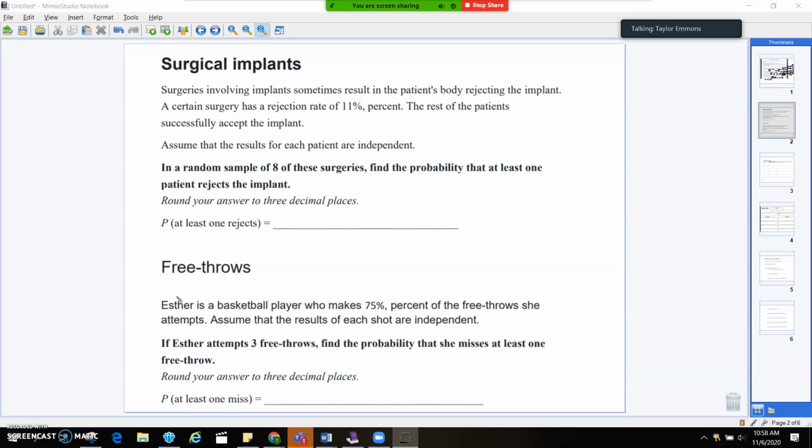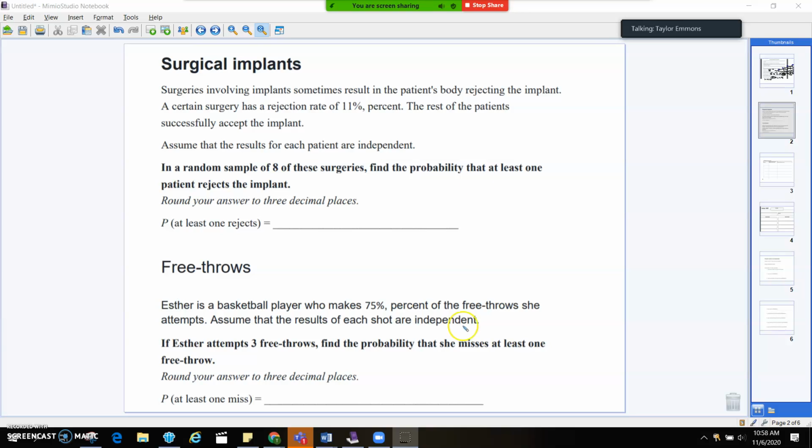All right, so it says surgical implants. Surgeries involving implants sometimes result in the patient's body rejecting the implant. A certain surgery has a rejection rate of 11%. The rest of the patients successfully accept the implant. Assume the results of each patient are independent. In a random sample of 8 of these surgeries, find the probability that at least one patient rejects the implant. Round your answer to 3 decimal places.